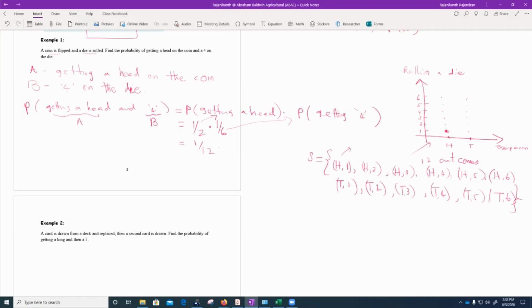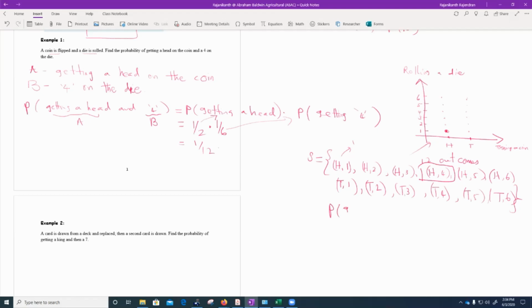So this is one of how many outcomes? 1, 2, 3, 4, 5, 6, 7, 8, 9, 10, 11, 12. There are 12 outcomes in total, right? Out of 12, this is one of those, getting heads and number 1 from the die. So I'm listing all possible outcomes, right? So the question here is finding heads, that means H from your coin, and number 4. So where is that? That is here. So you have only one outcome out of 12, right?